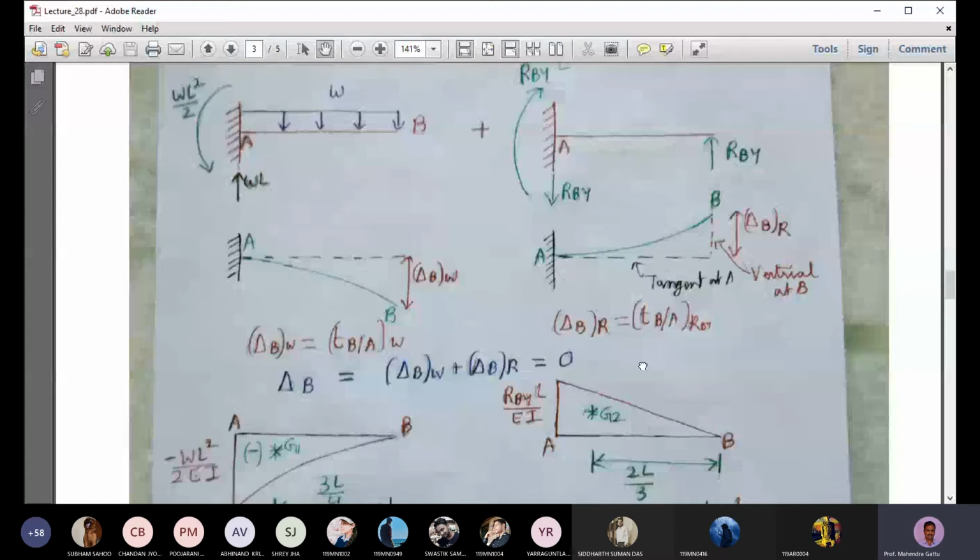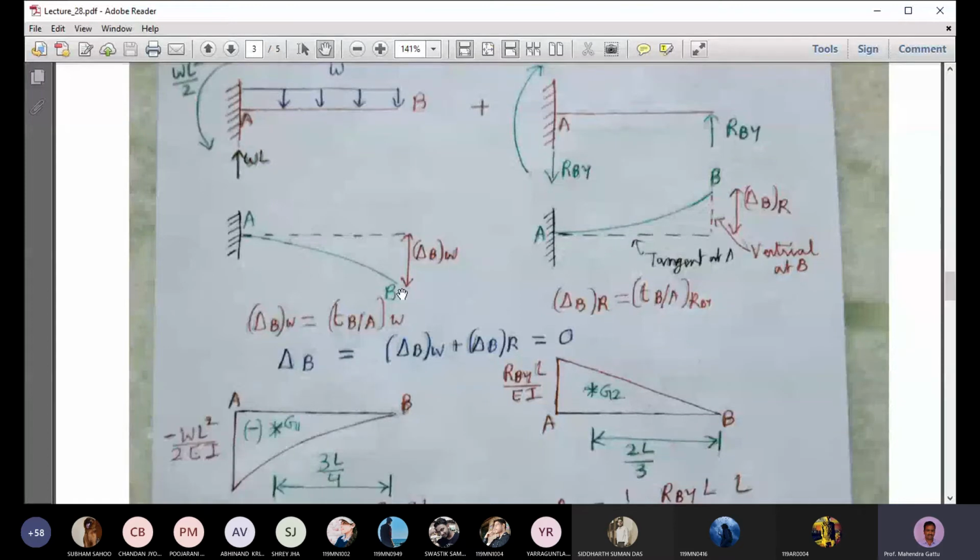One thing you can see here: in one case point B is lying below the tangent, and in the other case point B is lying above the tangent. So if you calculate t_B/A, it will be positive when it is lying above the tangent, and when it is lying below the tangent it will be a negative value. So we can sum up t_B/A for R plus t_B/A for W, and that will be equal to 0. Okay, so let's do that.